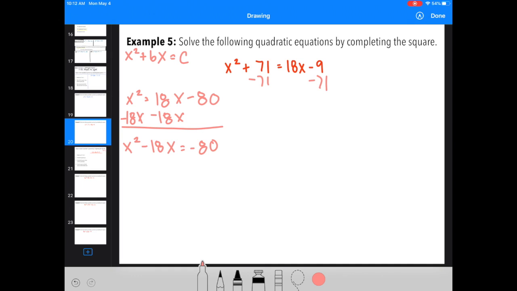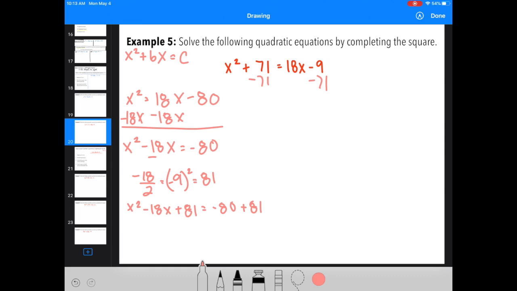I got to figure out what my perfect square trinomial is going to be. So I'm going to look at my b value, which is negative 18. So negative 18 divided by 2 gives me negative 9. Negative 9 squared gives me 81. So I'm going to add 81 to both sides. So I'll have x squared minus 18x, and I will have negative 80 plus 81.